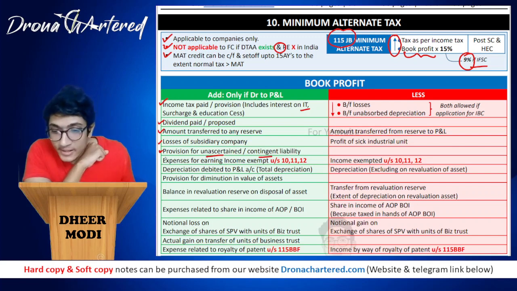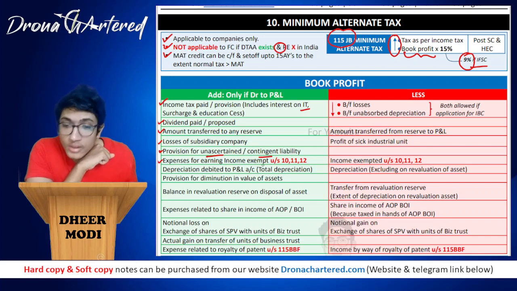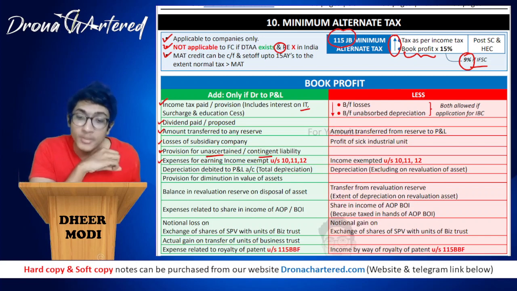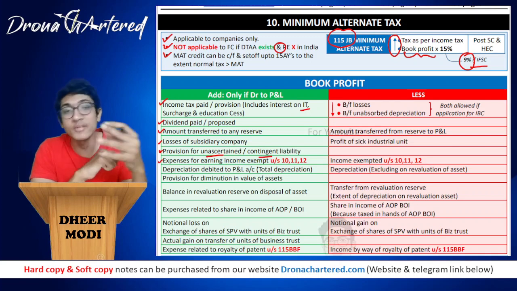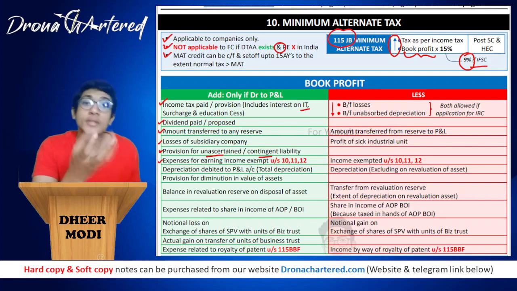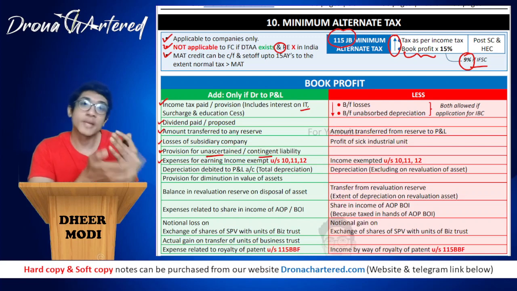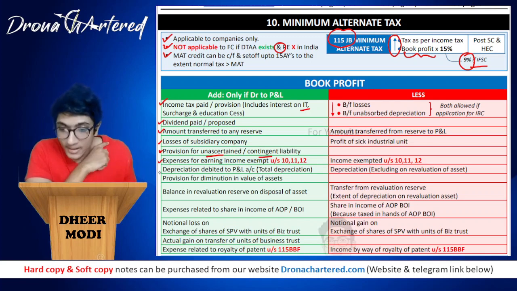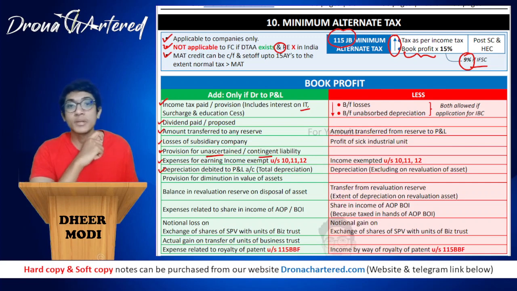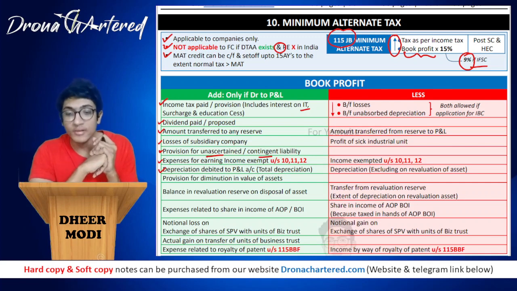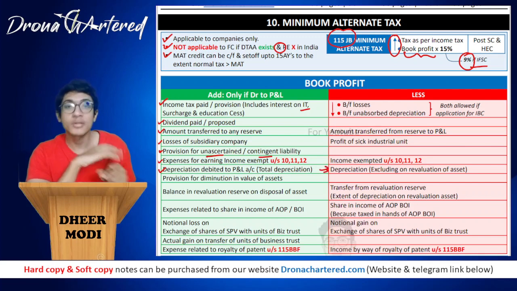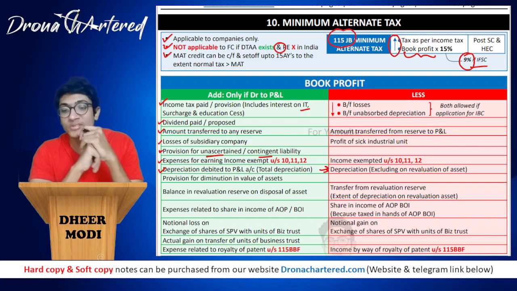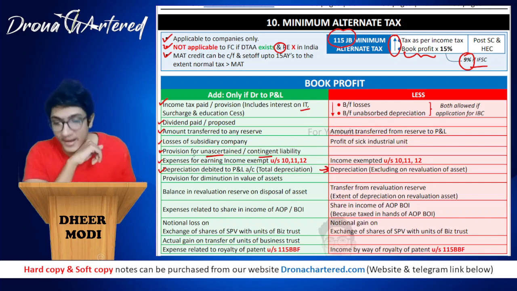Expenses for earning income which are exempt under sections 10, 11 and 12. Under 10, 11 and 12, some incomes have been given which are exempt. So any expense that you have incurred to earn those incomes will also have to be added back. Depreciation debited to the P&L account, that is your total depreciation. We will make you add your total depreciation because depreciation has another effect of subtracting. So all the depreciation that you have charged to P&L, first of all add that back.